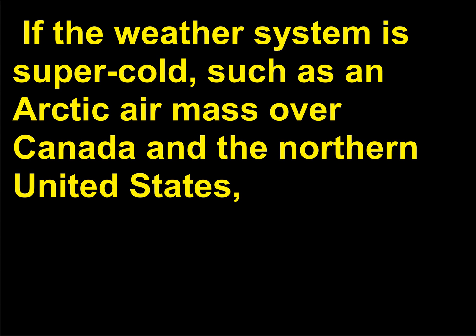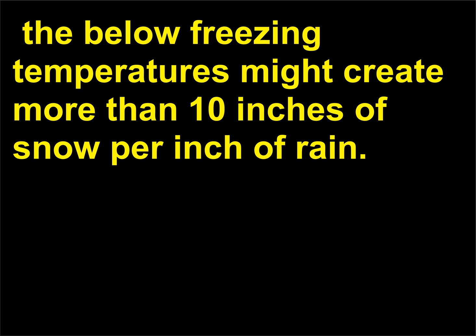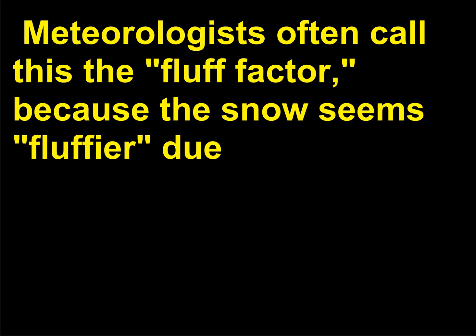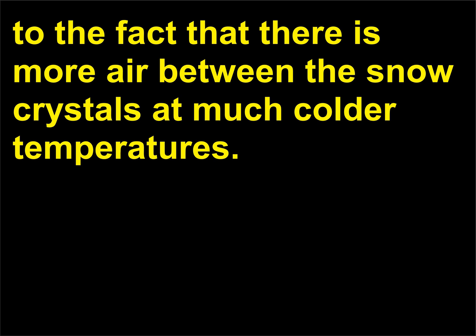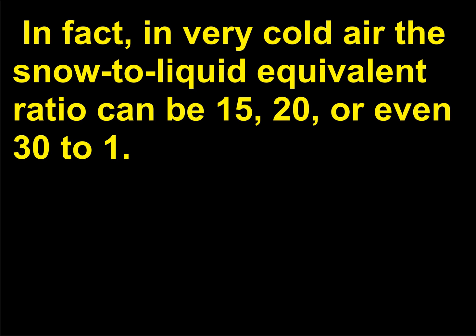If the weather system is super cold, such as an Arctic air mass over Canada and the northern United States, the below freezing temperatures might create more than 10 inches of snow per inch of rain. Meteorologists often call this the fluff factor, because the snow seems fluffier due to the fact that there is more air between the snow crystals at much colder temperatures. In fact, in very cold air the snow-to-liquid equivalent ratio can be 15, 20, or even 30 to 1.